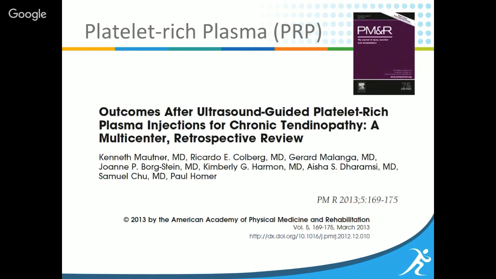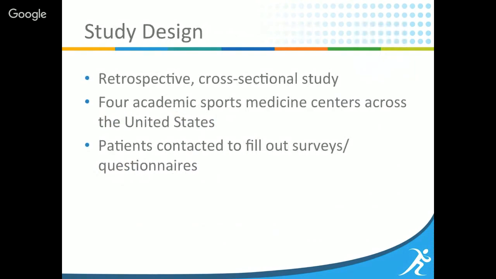Now, the question is, does it work? So this study came out about 2 years ago in the Purple Journal. As you can see, we got the big names on there. We got Mountaineer, we have Malanga. And this was a large study across 4 academic sports medicine centers in the US. Retrospective cross-sectional. What they did is they contacted patients who had PRP performed on them to see whether or not they're happy or not.